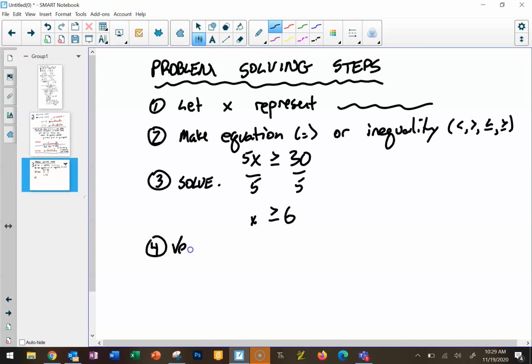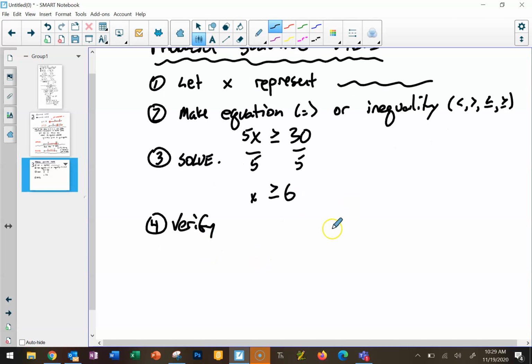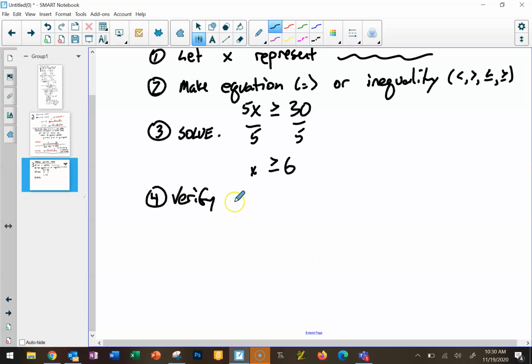And then 4 is verify. It's written backwards on one of the notes, and I don't like that. You should always verify it before you write your final sentence. So if you're going to verify it, usually substitution works, right?